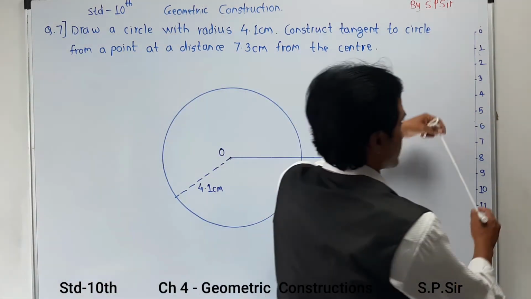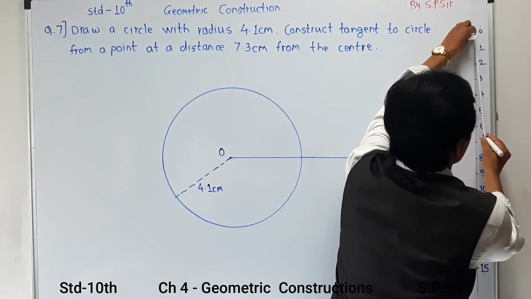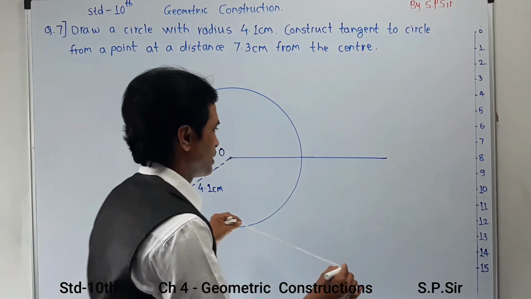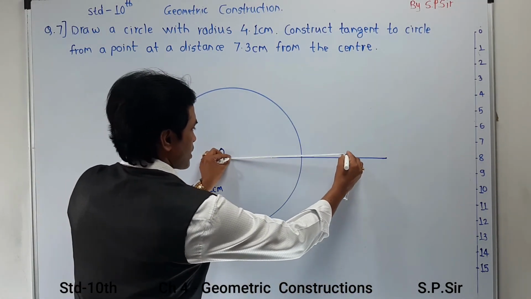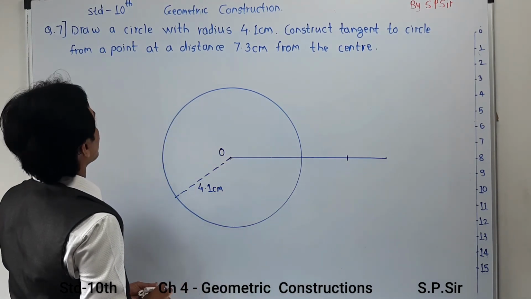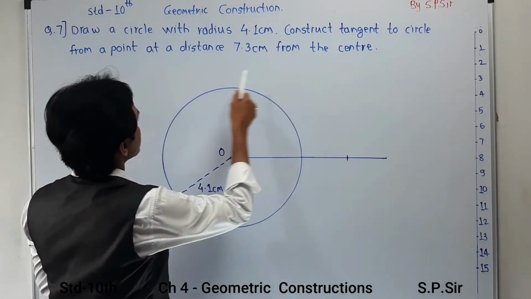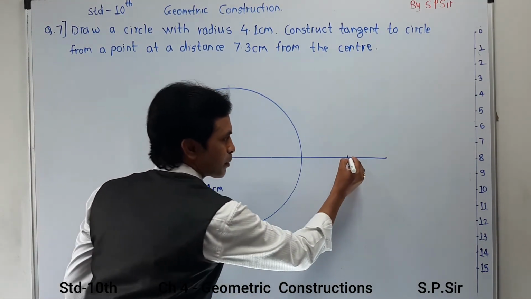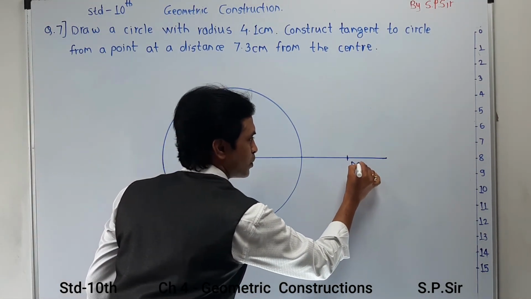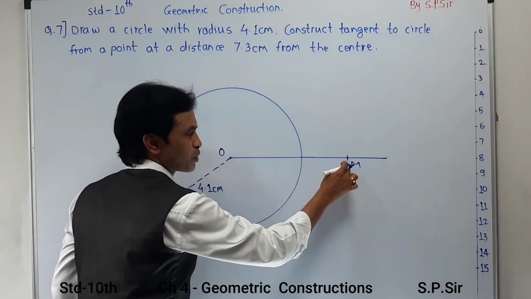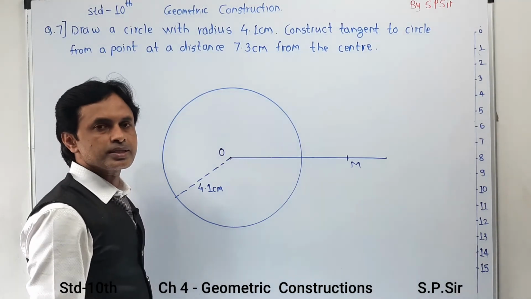So here, according to my scale, in my rounder I am going to take a distance that is 7.3 centimeter. So making a mark from here of 7.3 centimeter, and I have made a mark. As per their condition, construct a tangent to a circle from a point at distance 7.3 centimeter. I am going to take this point as M over here, and remember the distance from O to M is 7.3 centimeter.